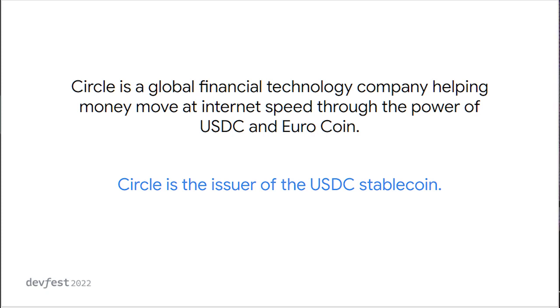I've mentioned USDC many times. There's also Euro coin, which is just a currency pegged against the euro itself. So all of these things are under the umbrella of Circle. What they do is peg it against a real world currency, like I mentioned earlier, which is the USD.